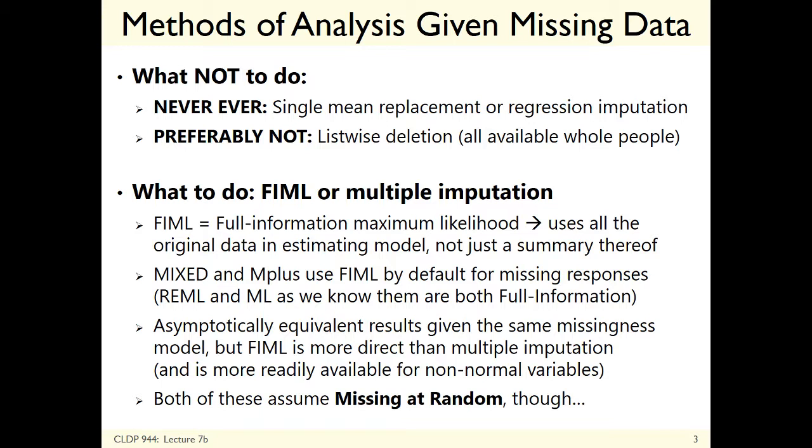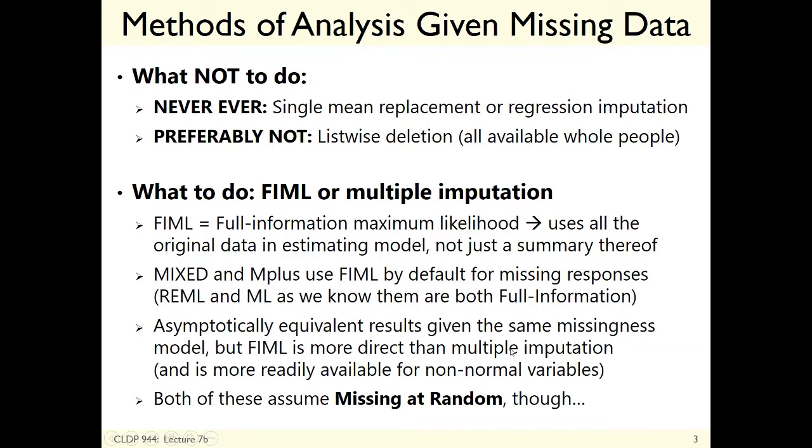Just as an FYI, REML is also full information. But for whatever reason, there is no such thing as FREML, even though there is a FIML. But they're both full information. So there's nothing bad about REML relative to ML with respect to missing data. Mplus and mixed, all the mixed packages, Stata, SPSS, SAS, all of that, they all use full information maximum likelihood whenever you are dealing with normal outcomes.